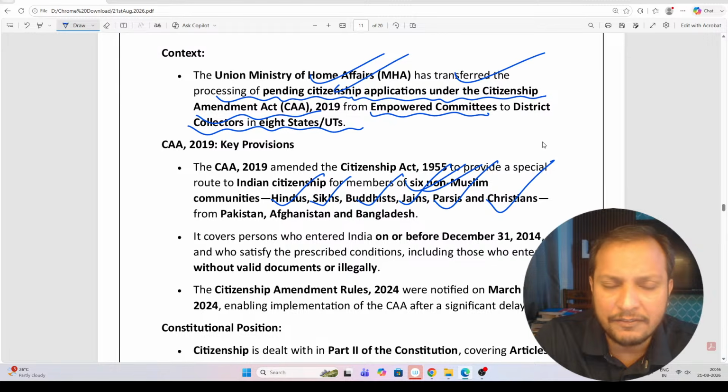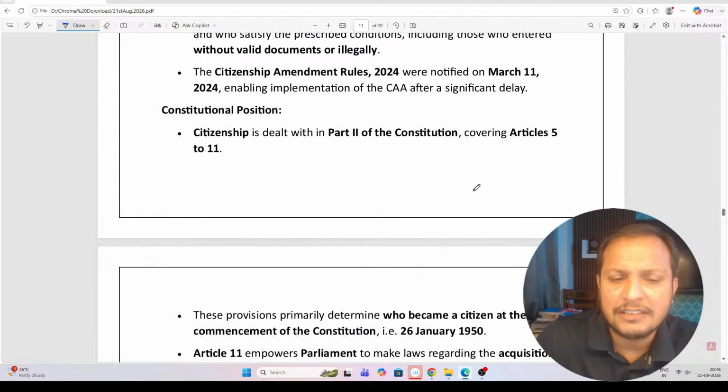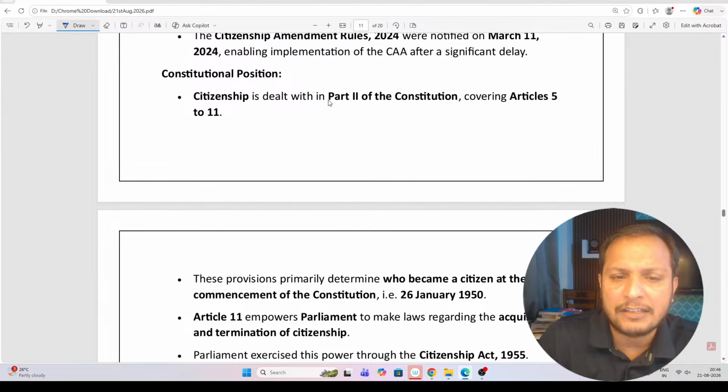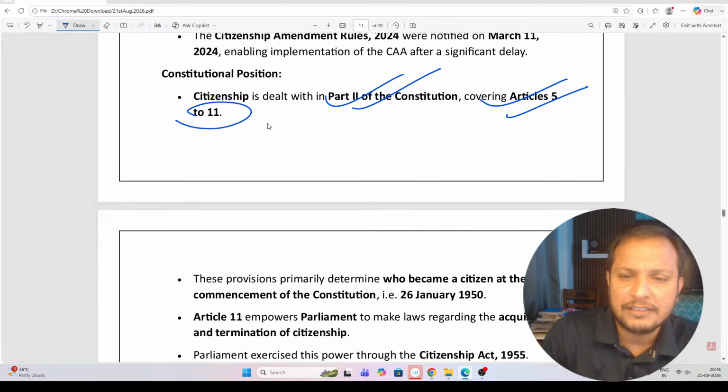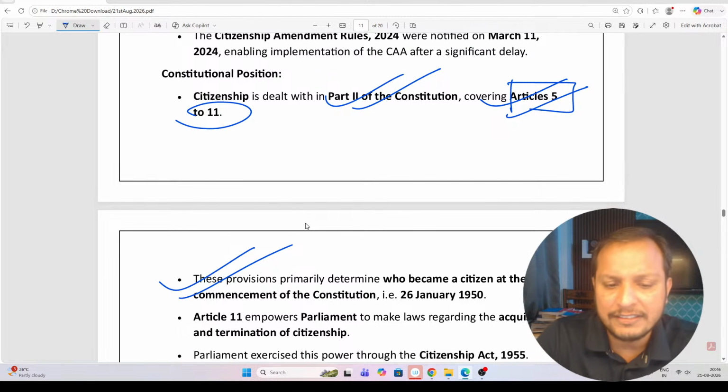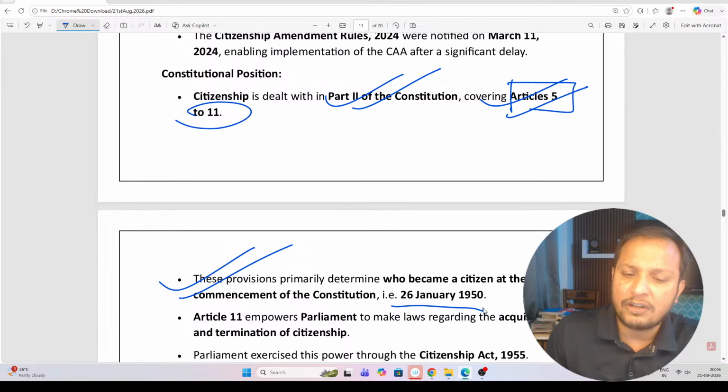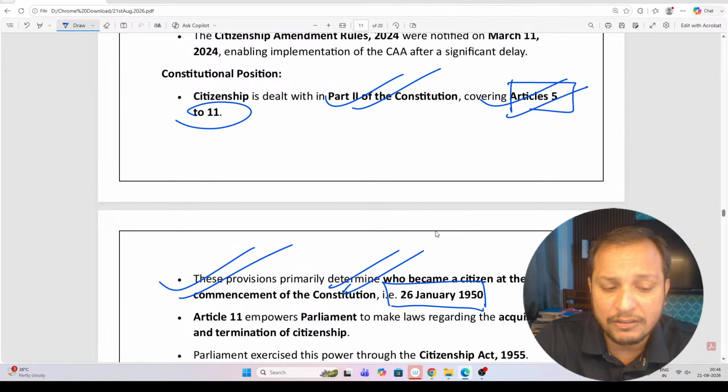So guys, we have to discuss citizenship in India is basically covered in the Constitution. Citizenship is dealt in part 2 of the Constitution, covering Article 5 to Article 11. Guys, these provisions primarily determine who become the citizen at the commencement of the Constitution. So guys, on 26th of January 1950, who becomes the citizen that was mentioned.